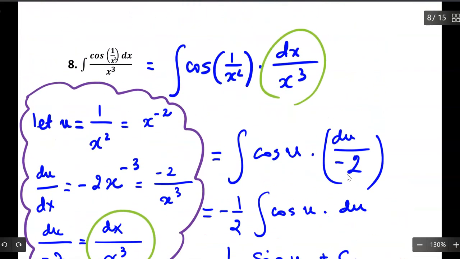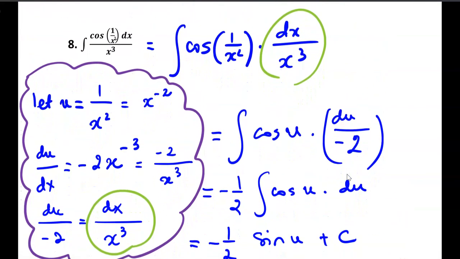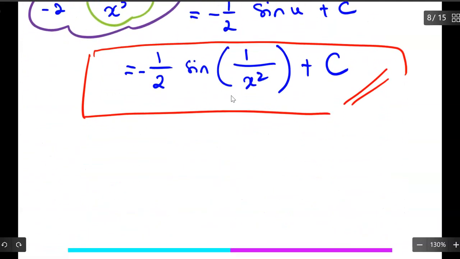Alright. In this case, you see you have the integral of cos. The integral of cos equals sine. So what you need to do is let the argument of cos equal u. Now, let's move on to the next question.